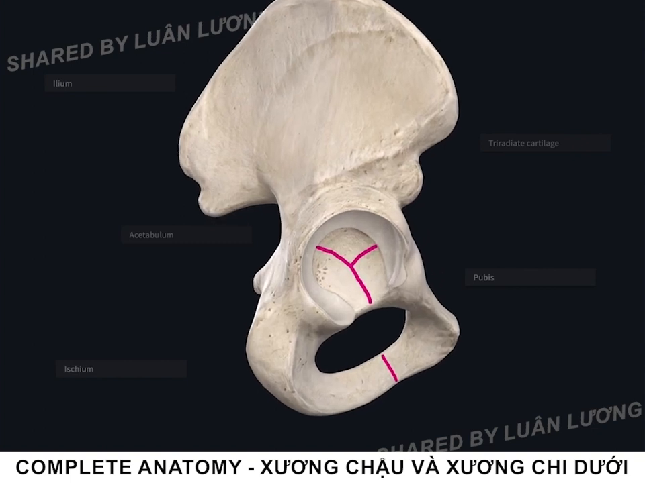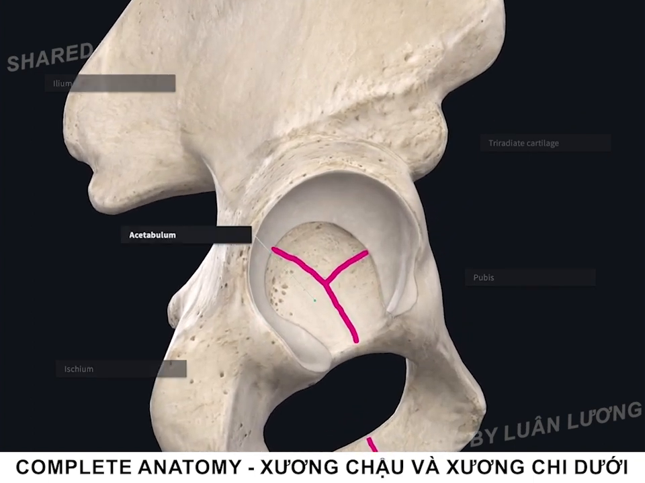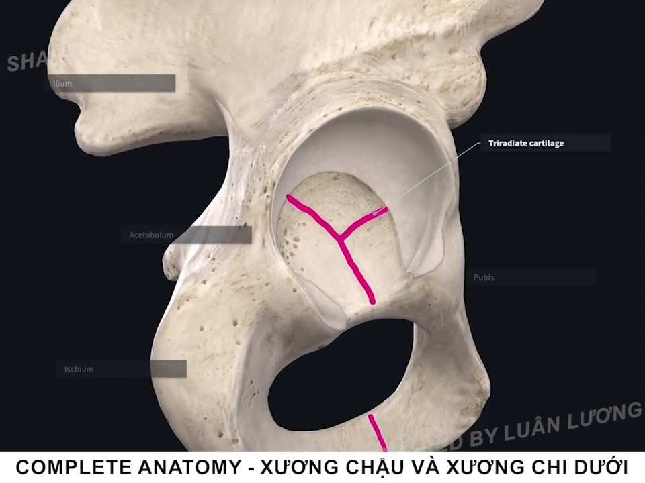The point of fusion where these 3 bones meet up is in the cup-like depression that receives the head of the femur, known as the acetabulum. The actual Y-shaped junction of where these bones meet up and fuse is known as the triradiate cartilage. So the 3 spokes are going to aim between the junction of where these bones meet up.